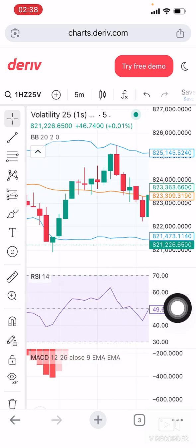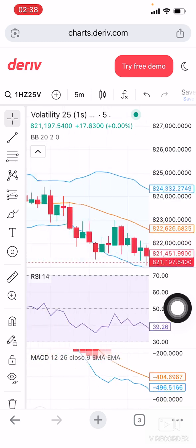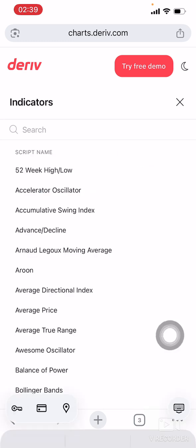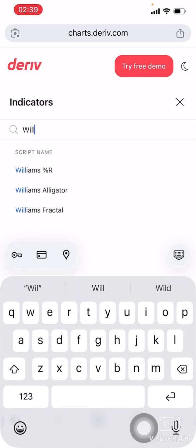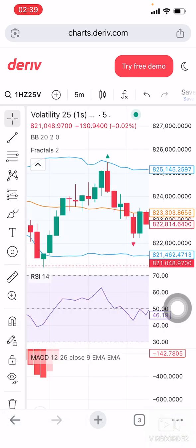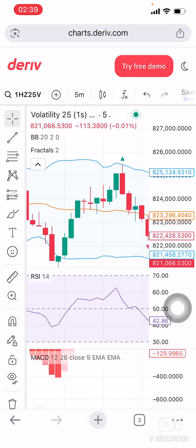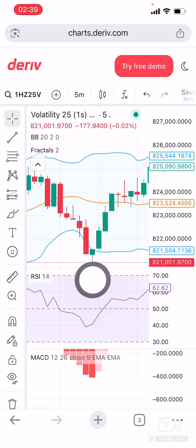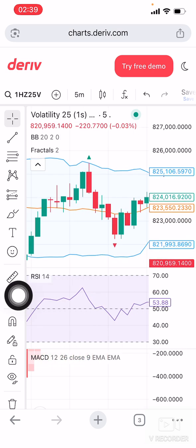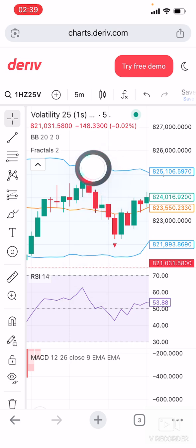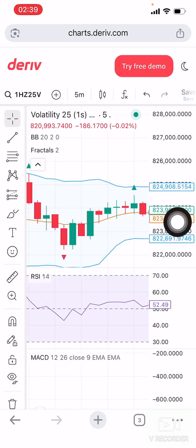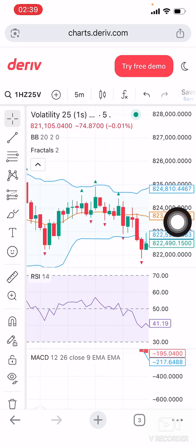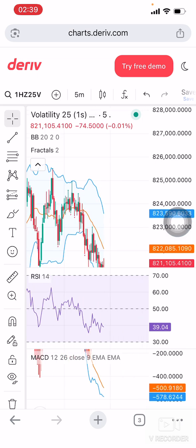Okay, then you can see we can add the William fractals as our other indicator. The work of the William fractal is to give you the direction. So you can see once the William fractal points down, the market rises. Once it points up, the market falls. So in our case, you can see it pointed up, then this market fell down, on a downtrend. So let me show you again.